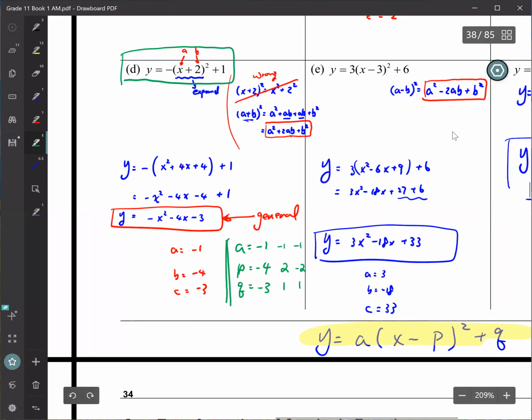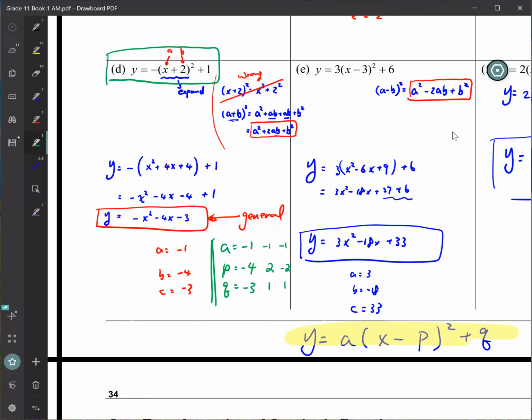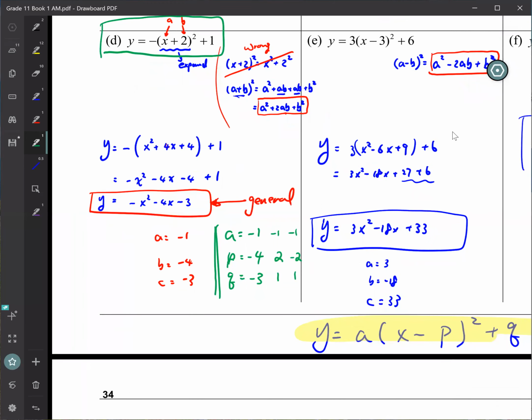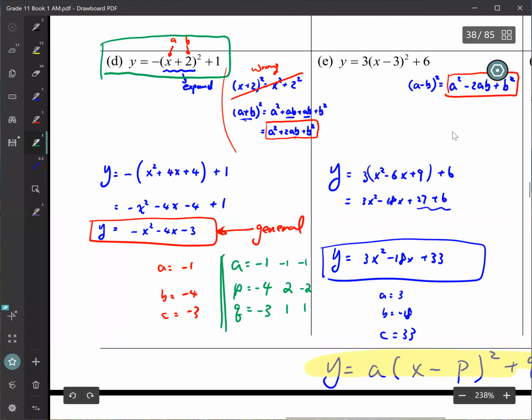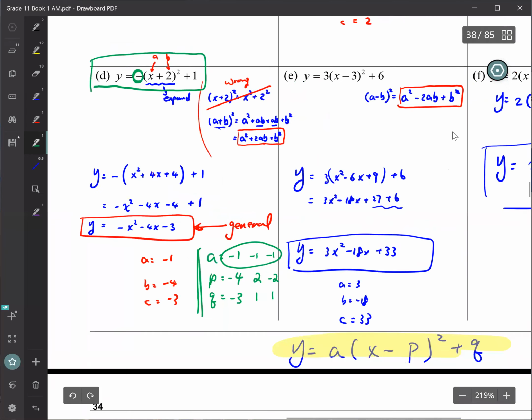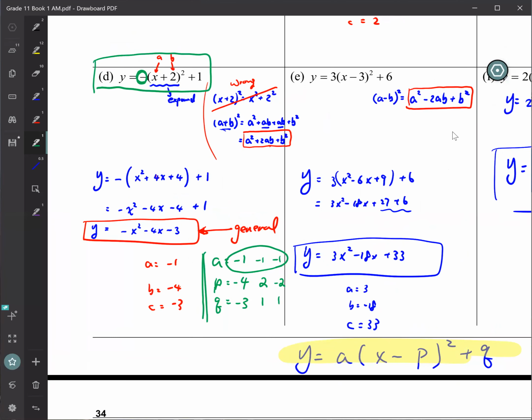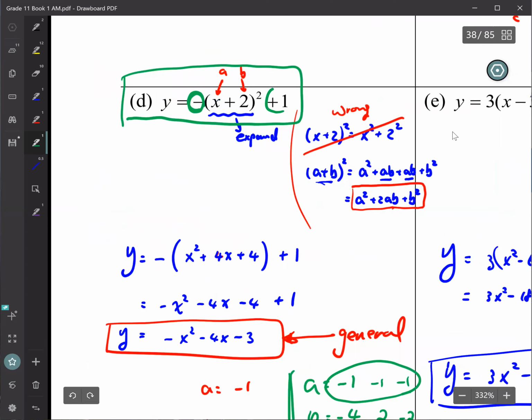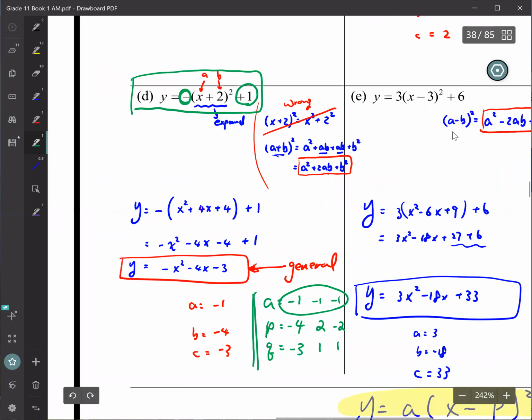Okay, so let's check. Because the standard form needs to have a outside the bracket, right? So you can take a look here. Outside the bracket, you have a negative. Negative means -1. So all these are correct. These are good. And then the q, right? The q is the easy one to find as well. Q is outside the bracket as well, right? So you can find a and q outside the bracket. So outside the bracket, you see a +1. So that will be the q, okay? So this one is the q.